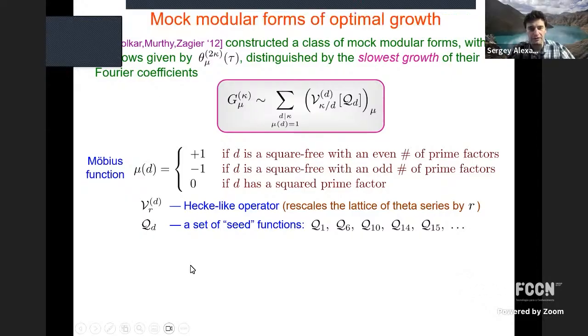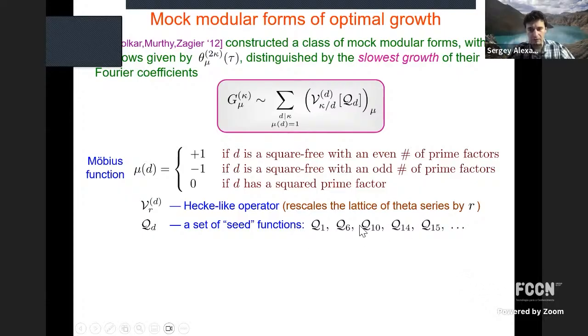And here I just reminded how this solution looks like. They constructed this solution starting from a certain set of, one can call them seed functions, which you have to introduce at each integer such that its Möbius function is equal to 1, which means that this integer is square free with an even number of prime factors. So it's 1, 6, 10, 14, and so on. So they computed these functions.